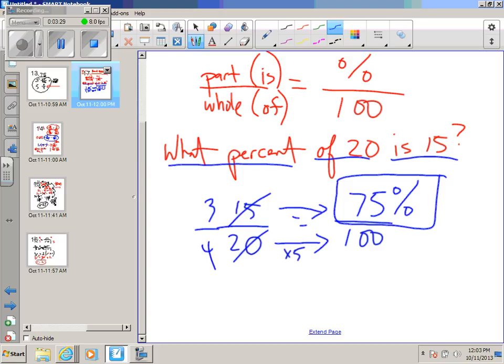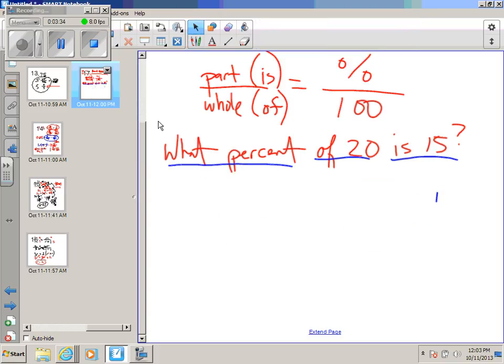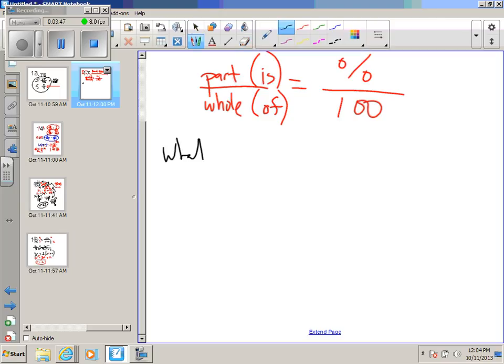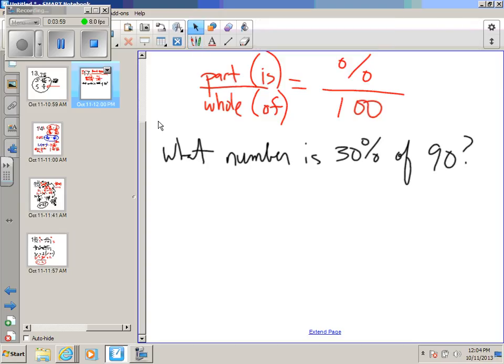Okay. Let's keep that up there, and let's get rid of this. What number is 30% of 90? Give it a shot. What number is 30% of 90?